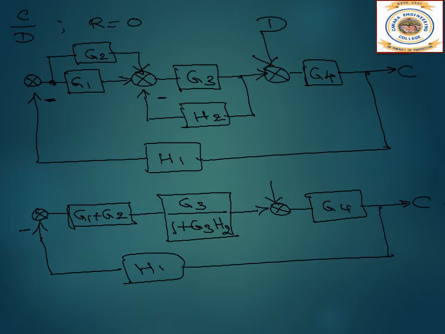Now again let us see the circuit, how it has changed. Here you can see G1 plus G2 and G3 by 1 plus G3H2, and this H1, all these are in series. So we can simplify this, and this negative sign I can represent at the summation point. So let us now redraw it again. I'll just redraw it as it is.